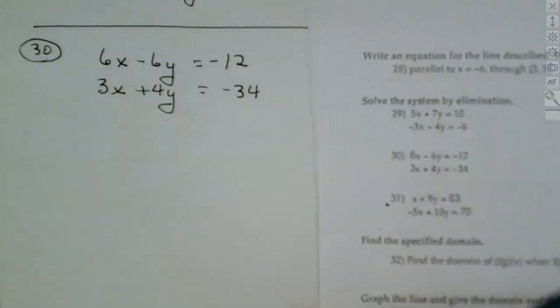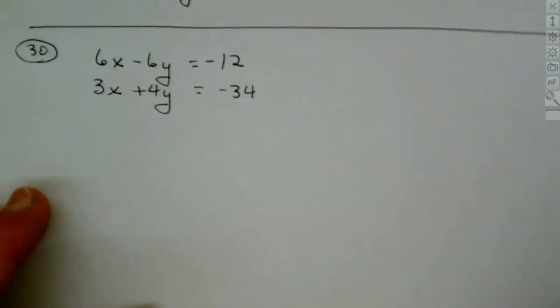It says use elimination, but if you want to use Cramer's rule, that's okay. If you want to use Gauss-Jordan, that's fine too. I think elimination is probably the easiest way to do it, unless you're good with Gauss-Jordan. But I would say substitution is the hardest. Cramer's rule is in the middle. So I'm going to use elimination. I think that's the easiest way to do these. If you want to use Gauss-Jordan, you can.